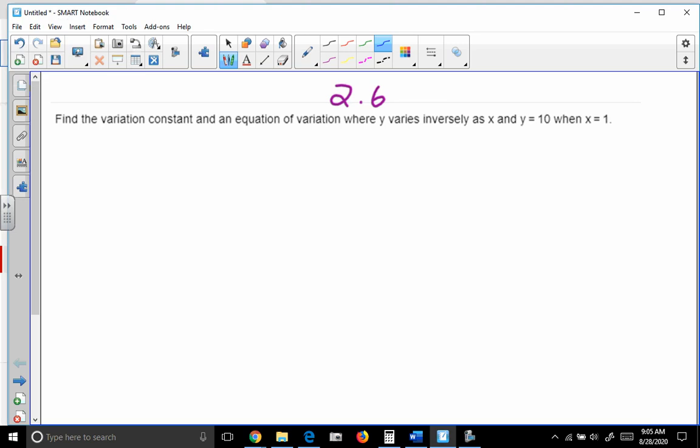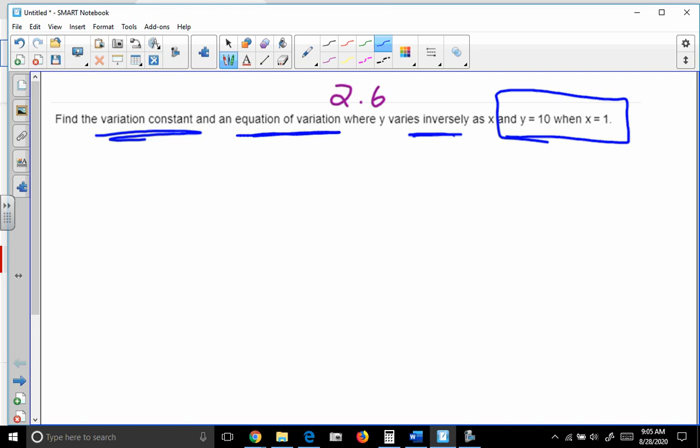So find the variation constant of an equation of variation where y varies inversely as x, and y equals 10 and x equals 1. So we want to do two things. We want to find the variation constant, and then we want to find the equation of variation. So generically, the equation of variation is y equals k over x. If it's an inverse relation, then that's the type of equation that describes an inverse relation.